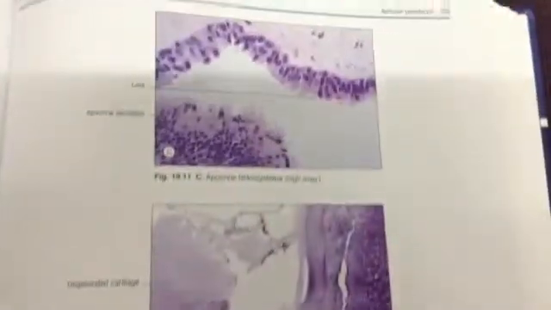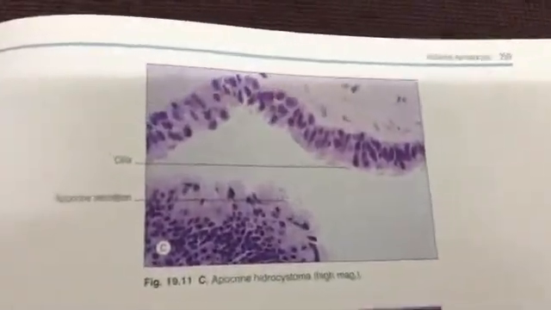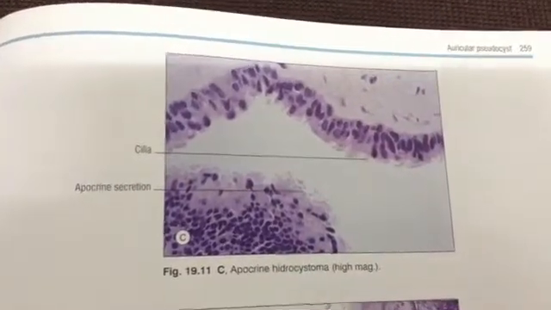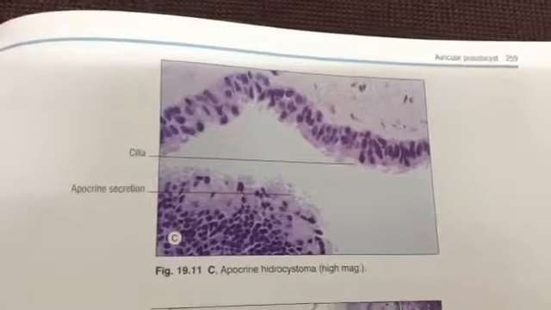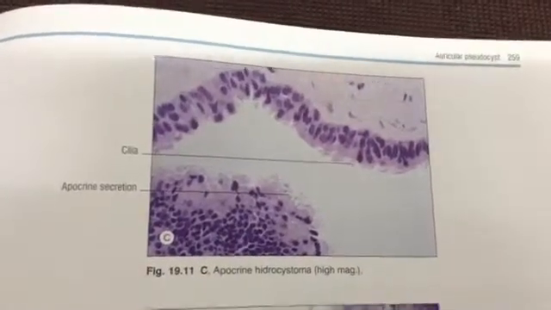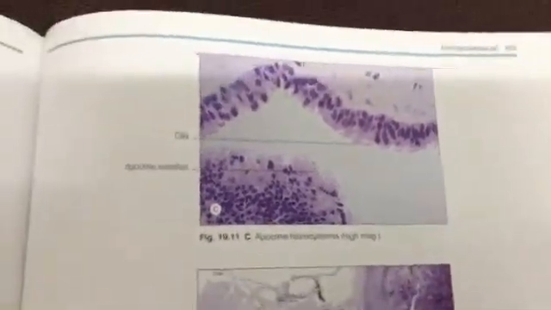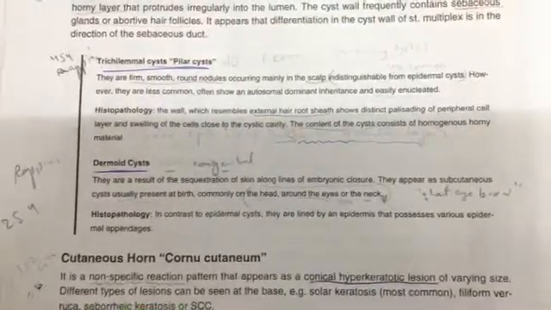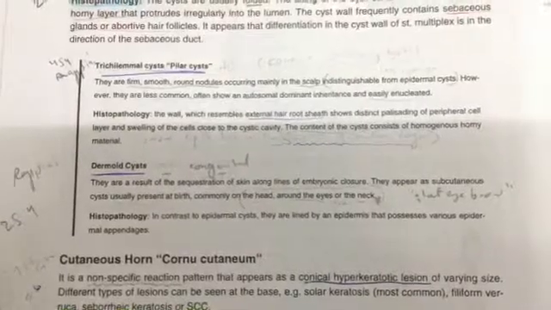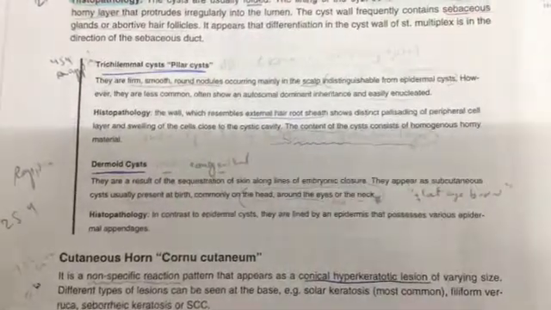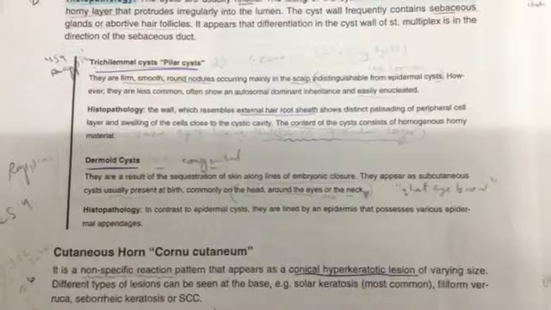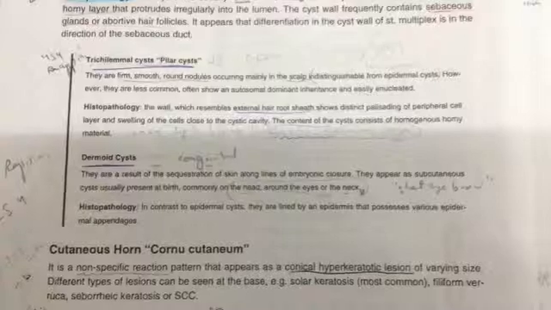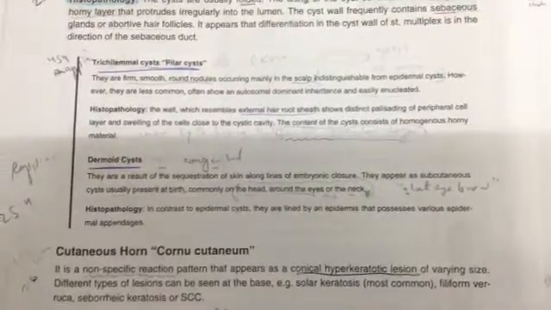And this is high magnification. We can see apocrine secretion and cilia and the 2 rows of the columnar or cuboidal cells. So the tricholemmal cyst or pilar cyst is a keratin-containing cyst. They are firm, smooth, round nodules occurring mainly on the scalp, indistinguishable from epidermal cyst. However, less common, autosomal dominant inheritance sometimes, and easily inoculated.